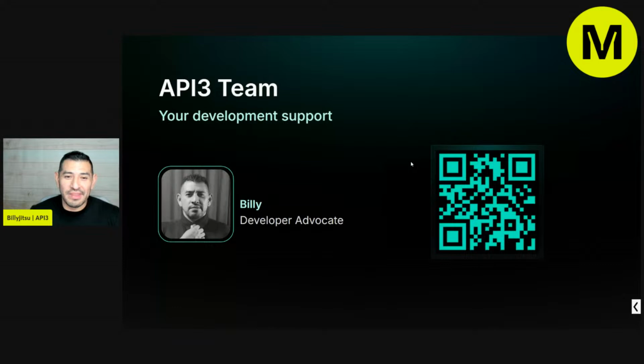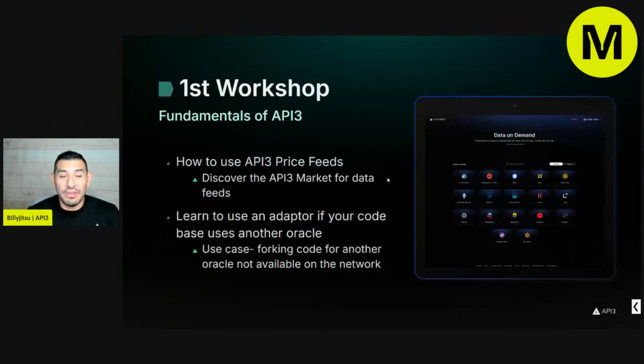Okay, for those that are catching up for the first time, we did a previous workshop on the fundamentals of API3: how to get a price feed into your smart contract, how to use the API3 market to look up the chain and the fee that you need, and then just do it without asking any permission. You can just do it freely on your own.